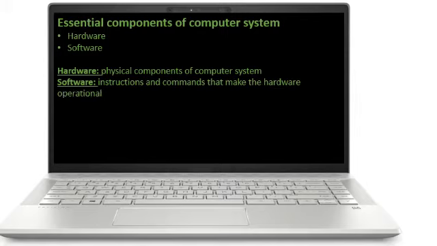Software, the instructions and commands that make the hardware operational. These are basically the programs and instructions and commands which interact between the hardware and the end user. For example, if I am operating a laptop or a computer, I am the user and the system which I am using, that is basically the hardware part of the system. So the interaction between a user and the hardware is possible because of the software installed there.